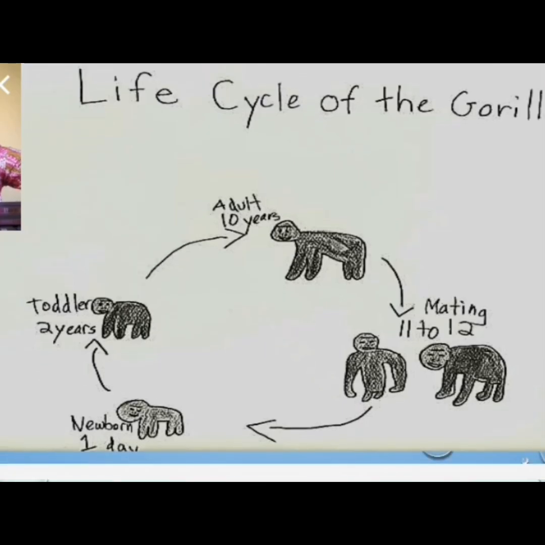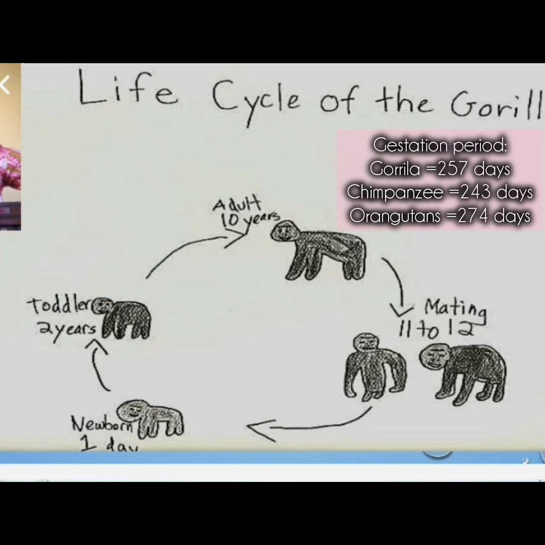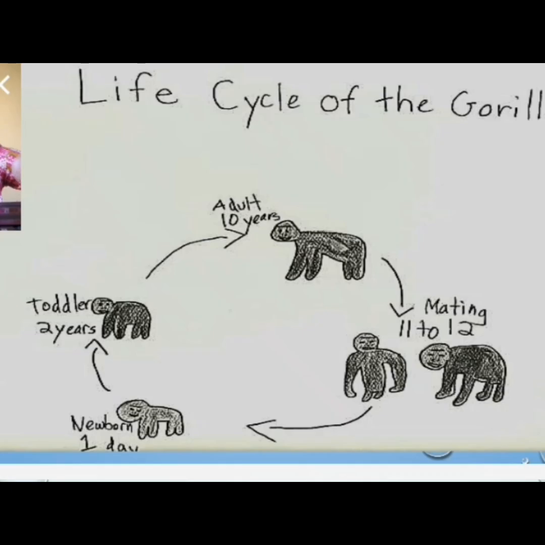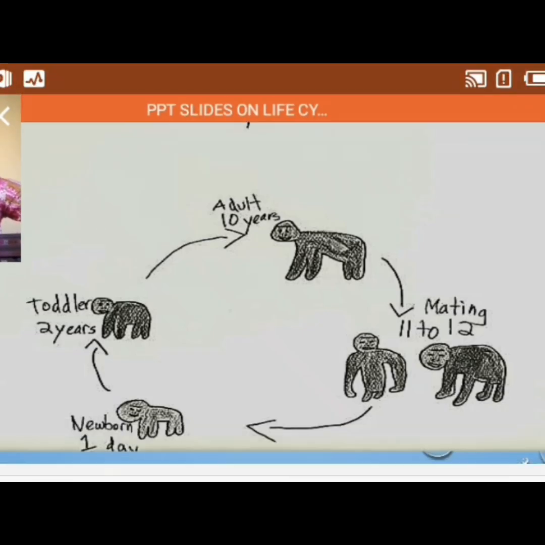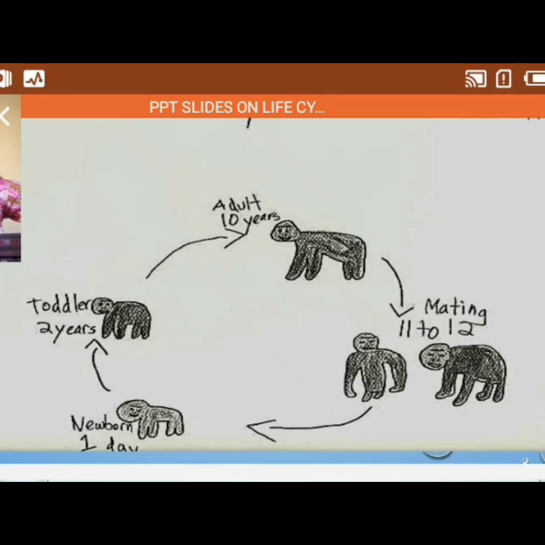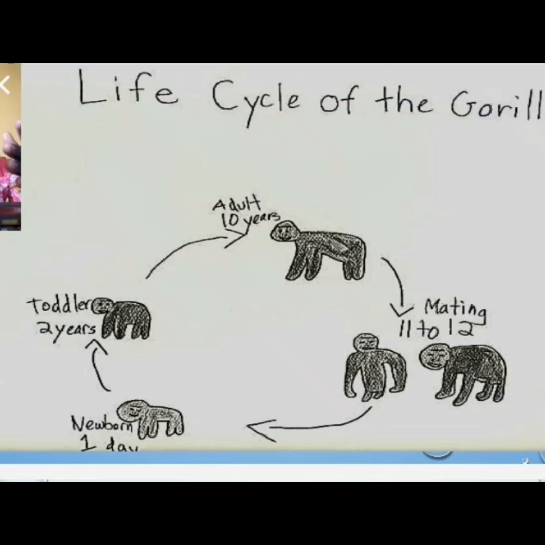This is a 1-day-old newborn gorilla. Then after a while, in a space of 2 years, it will grow into a toddler, as you can see here. Then the toddler grows into an adult after a period of 10 years. Between a toddler and an adult gorilla is an interval of 8 years.